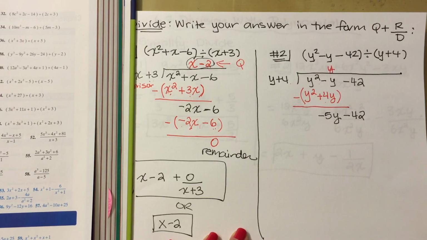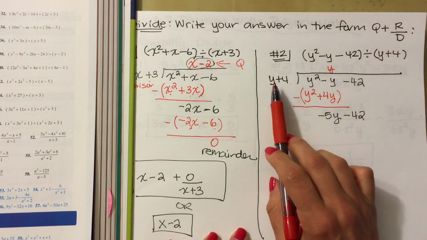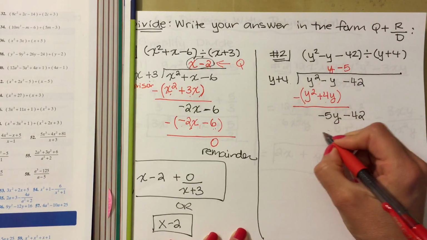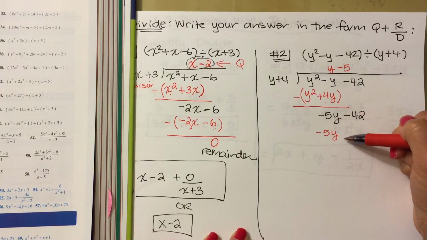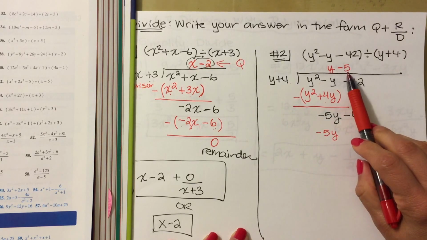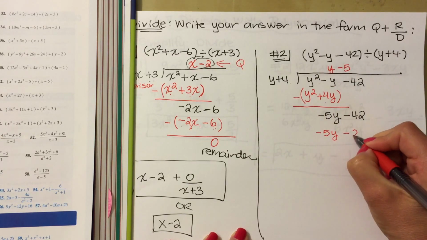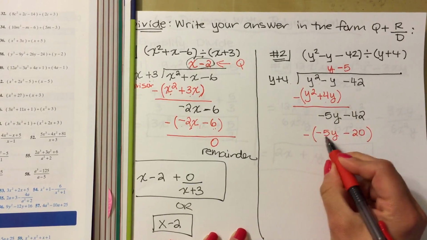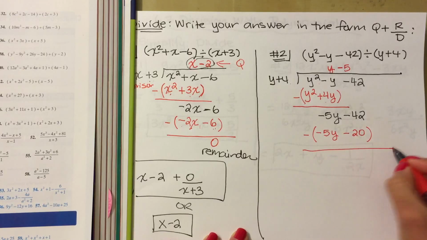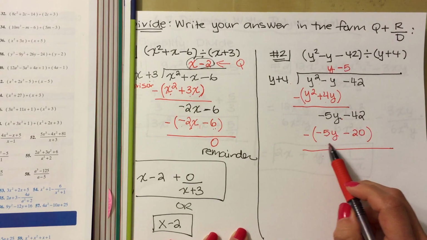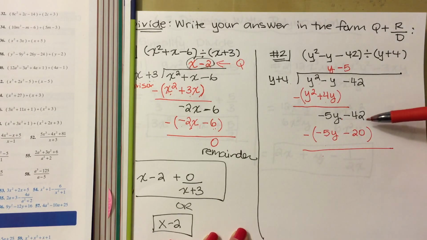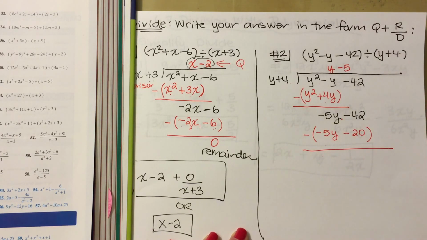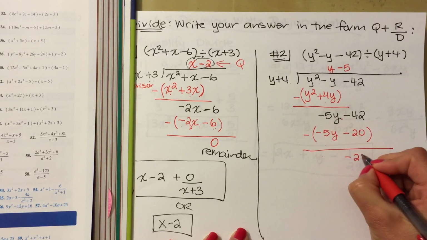Okay, start the process over. How do you get negative 5y? Y times minus 5 gives me what I want. Negative 5y. These are exactly the same along with the sign. Negative 5 times 4 is minus 20. You have to subtract. Use parentheses. The negative has to be distributed to both terms. Negative 5y plus 5y gives me 0, which is what we want. Negative 42, this becomes plus 20. Negative 42 plus 20, that comes out to be negative 22.